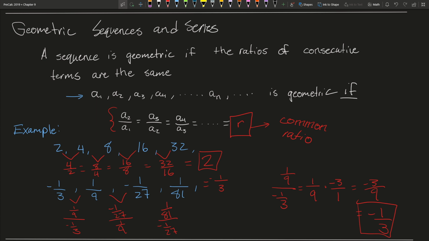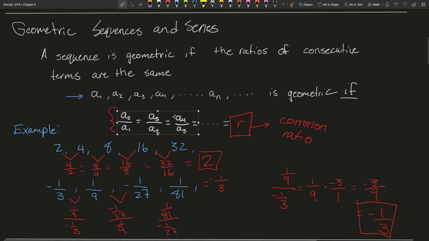Where did I get the 1/9? That's the second term in this sequence, right? So it's 1/9 divided by negative 1/3, negative 1 over 27 divided by 1/9, 1 over 81 divided by negative 1 over 27. So we're doing this rule. We're just replacing in what the second and first terms actually are. Just the fractions are confusing, but I get the process for the whole numbers.